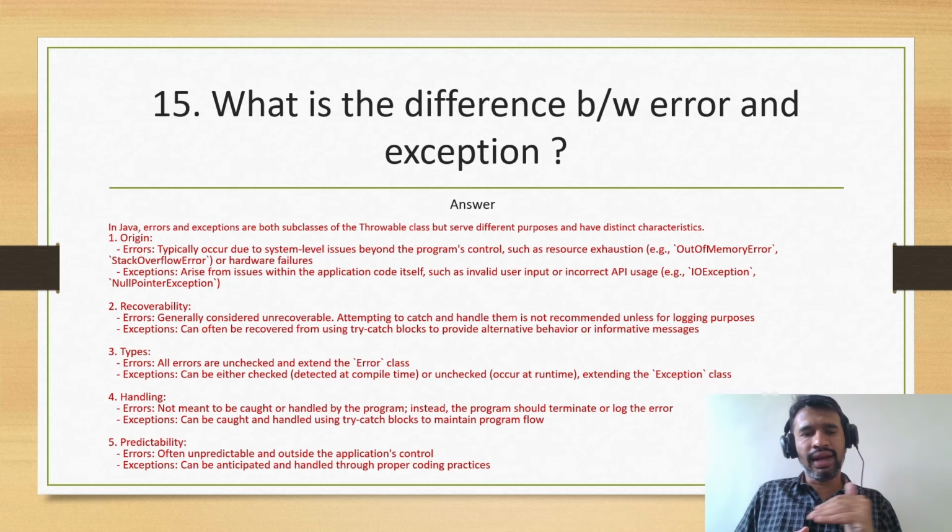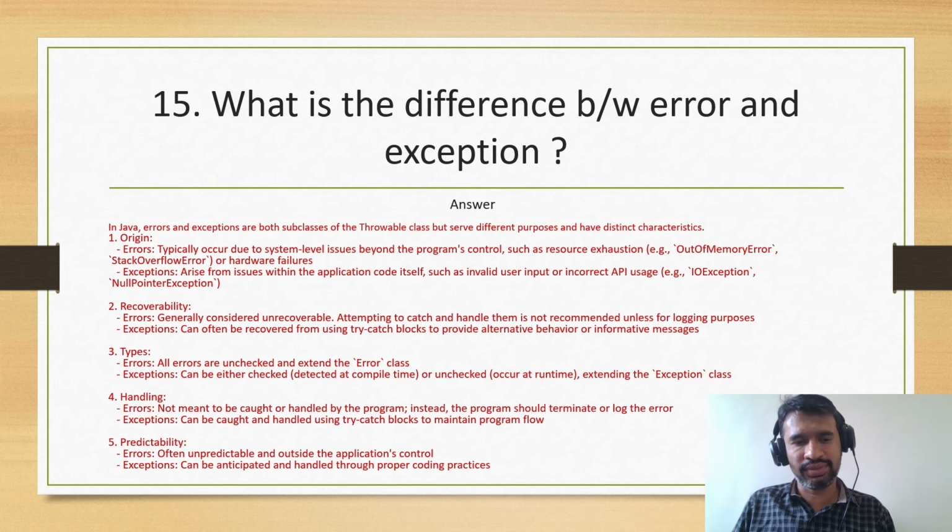Errors are unpredictable. As we discussed, they are out of the application's control. Exceptions can be anticipated. That's why there are checked exceptions. In case of unchecked also, we can predict, for example ArrayIndexOutOfBounds. We can have proper checks to avoid that. So I hope you understood the difference between error and exception here. Let's move on to the next question.